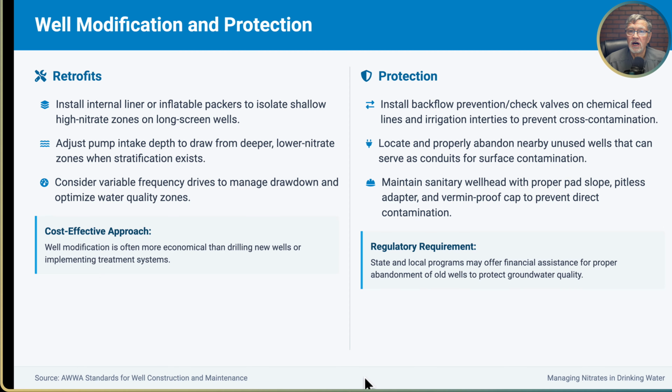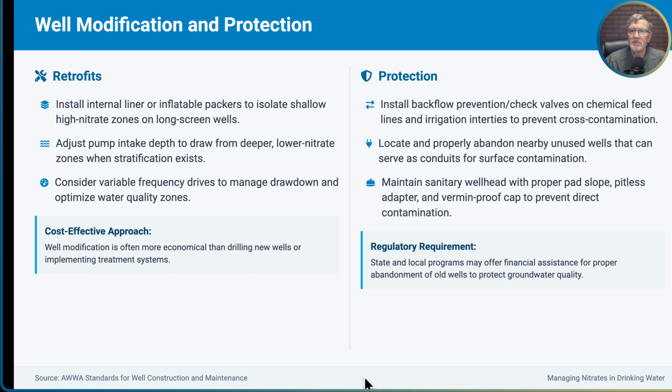I'm a big fan of doing the vertical profiling in the well, understanding where your nitrates are, and sealing off those zones if you can do it without creating a lot of problems with your supply. You need to do a mass balance and figure that part out. You know how much you're going to reduce production in the well by eliminating the source of the nitrates, but it's well worth the effort. And then you can seal off that zone and probably reduce your nitrates down below the MCL. Well modification is often more economical than drilling new wells, and certainly cheaper than implementing treatment systems. That's the last thing you want to do, is a treatment system.